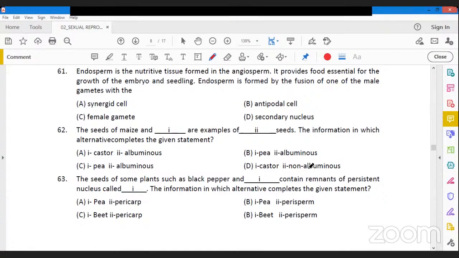It provides food essential for growth of the embryo and the seedling. Endosperm is formed by the fusion of one of the male gametes with which nucleus? The secondary nucleus. It doesn't happen with the synergid cell, nor with the antipodal cell. If it fuses with the female gamete, what will it become? It will become a zygote.